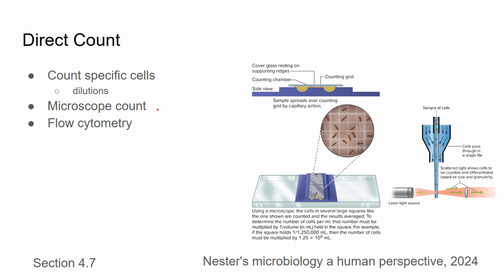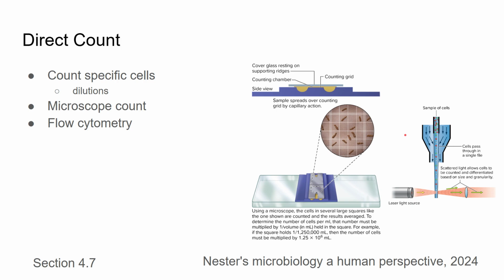For a microscope count, you're going to take your bacteria, put it on a slide with a counting grid, and then count it one by one. This is kind of work that whoever's in charge of a lab would not do, and they would outsource it to one of their grad students or undergrad students. It's not very fun, but it needs to be done for research.